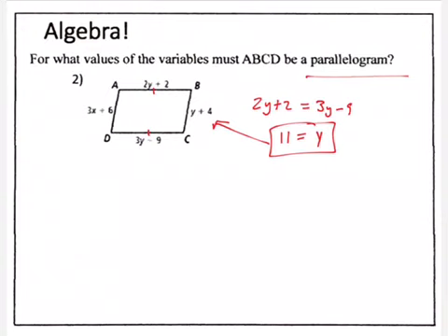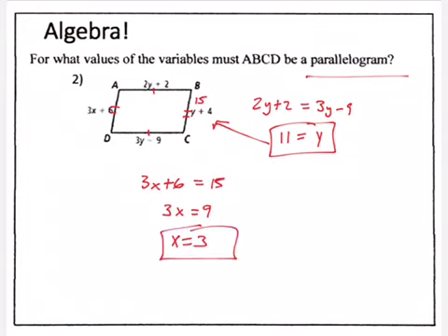Once we know what y is, we're going to plug it in right here. So that means that this side has a length of 15. Then we can set these two pieces equal to each other. So 3x plus 6 equals 15. Subtract the 6. 3x equals 9. And divide by 3. x equals 3. So our answers are 3 and 11.